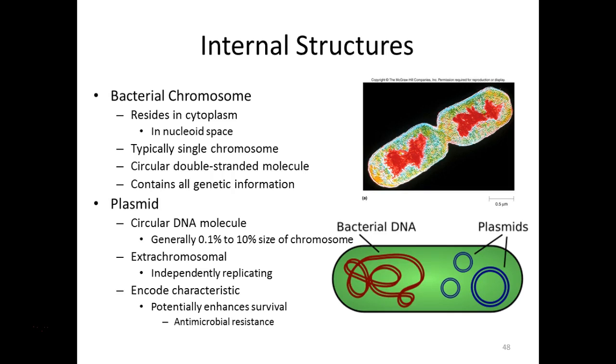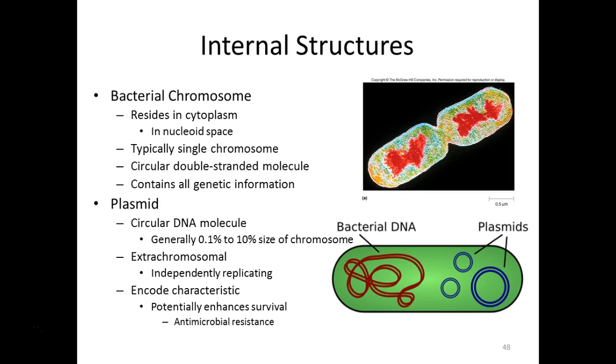So the chromosome resides within the cytoplasm. So unlike eukaryotes, where it's encased in 2 membranes to form the nuclear envelope, it's just within the cell. It's not encased within membranes, right? But every cell's got to have a chromosome. So it does tend to be in a particular centrally located region, which is referred to as the nucleoid space. Again, not to be confused with the nucleus, right?